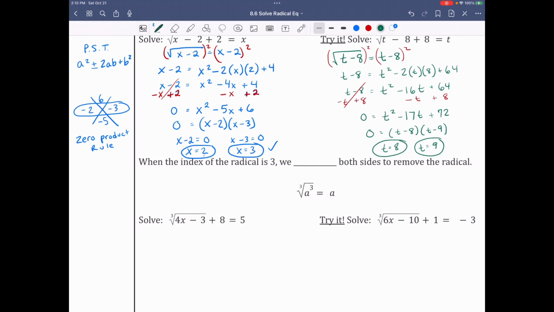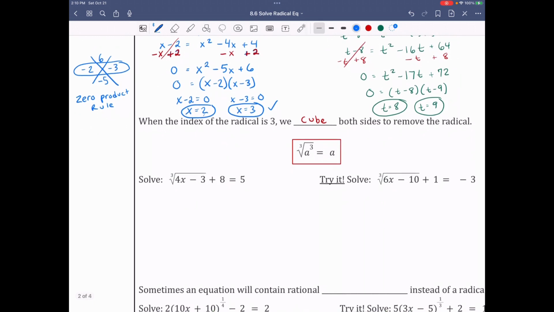And moving on to the next concept, when the index of the radical is 3, we cube both sides to remove the radical. Because notice the cube and the cube root are opposites, so then we're just left with a. So basically we solve this the same way, except that we are cubing both sides.